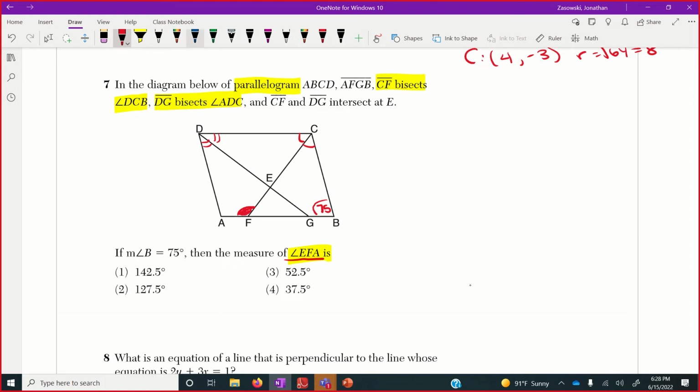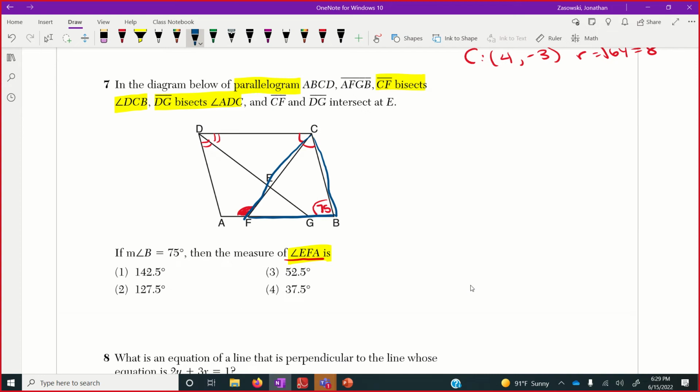Okay, so that angle is connected to a triangle right here. So can we use this triangle to help us out? That seems like the logical choice. And the answer is yes.